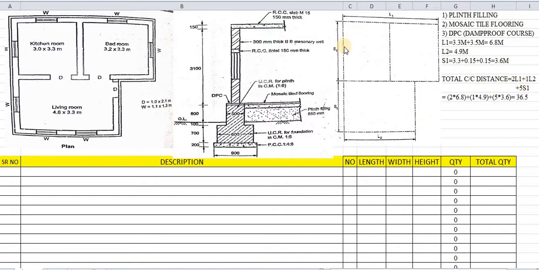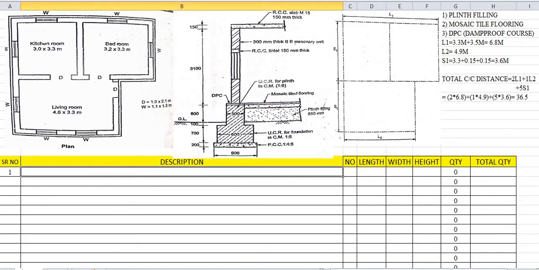How many S1s are there? 1, 2, 3, 4, 5. So here 5 S1 are there. Again we have taken the quantities as 2 times its length, L1 is 6.8, then 1 times L2 is 4.9, and 5 times S1 is 3.6. After all multiplication and addition, the center to center distance comes to be 36.5. So 36.5 is again very important. We have calculated 36.5. Again we will calculate the different things.